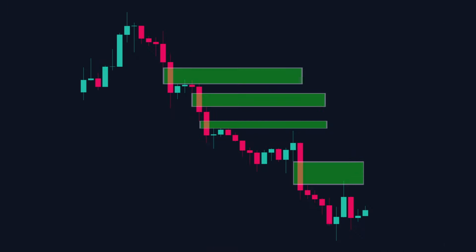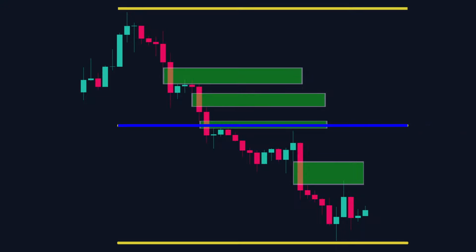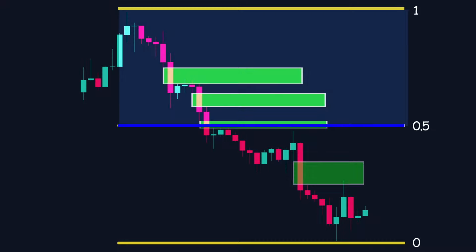For short trades, reverse the process. Drag the tool from the swing high to the swing low, and concentrate on the gaps in the upper portion.